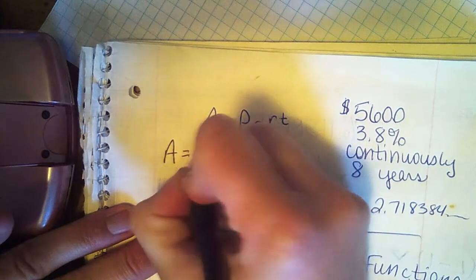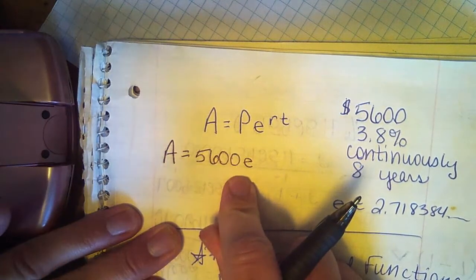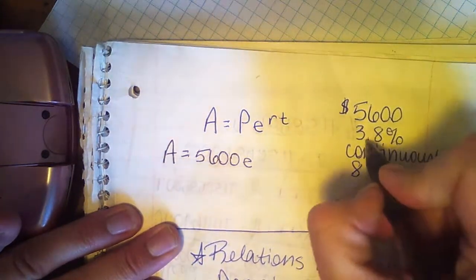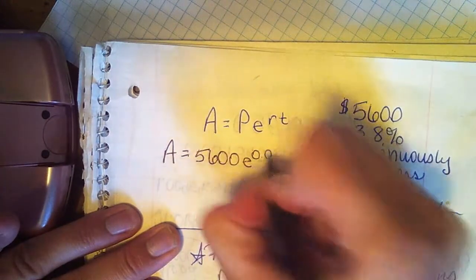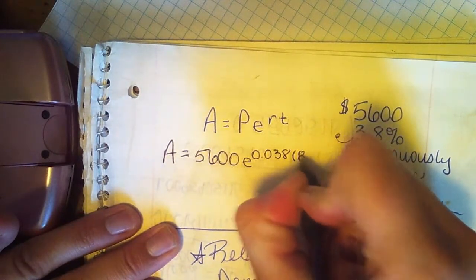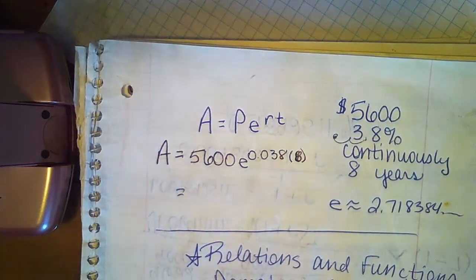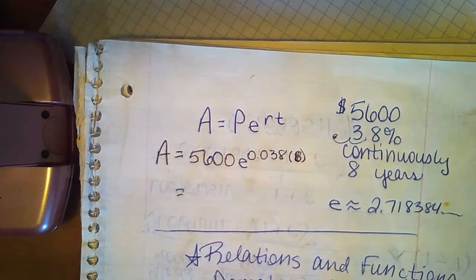All right, so I've got the amount that I want to achieve. My principal is 5,600 times, remember, E is a number, it's not a variable. And then my rate, remember to change that. So I've got 0.038 times the number of years, which is 8. When I fill this in, it sounds like it's going to spiral out of control, but it actually doesn't. That is the power of E. So I've got 5,600 times E to the 0.038 times 8.